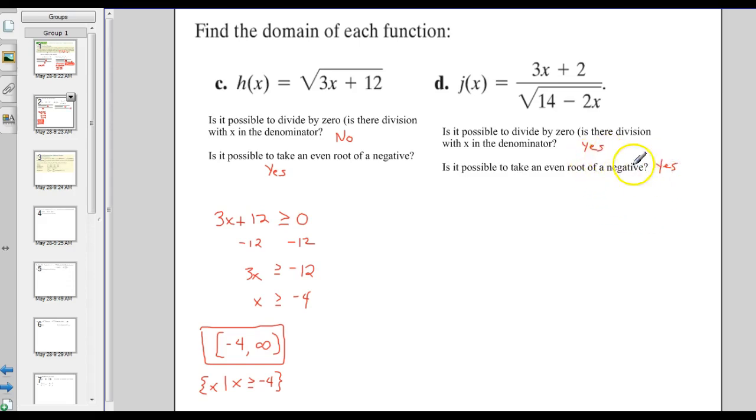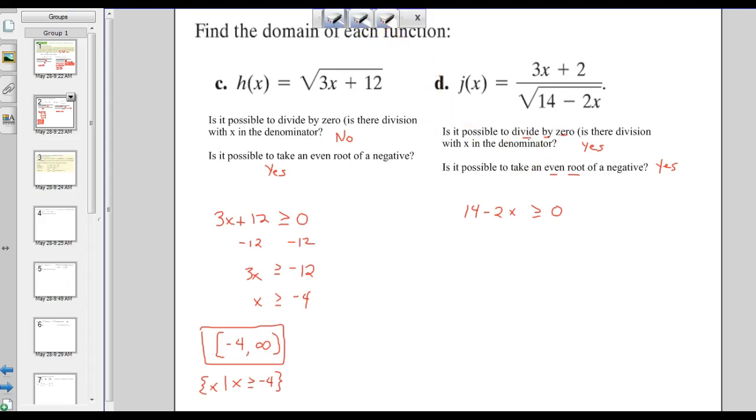Alright, now, when the answer is yes to both of these, always start with the even root, because there's more things that are going to be restricted here than there are here. Okay, so typically we would say with the even root, if this was the only thing in the problem like we had last time, we take what's underneath the square root symbol and we set it greater than or equal to 0. Okay, but if this is equal to 0, we get the square root of 0, which is 0, and that would cause us to divide by 0.